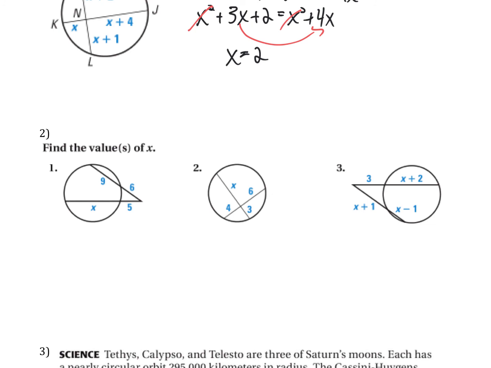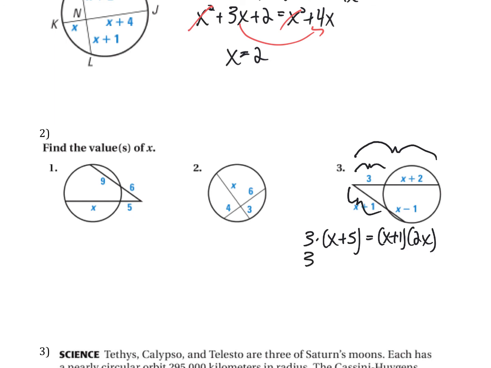So if you remember our rule, it's going to be the outside portion, which is 3, times the entire portion. So I have to add 3 plus x plus 2. That's going to be x plus 5. That's going to equal x plus 1, the outside portion, times the entire thing. I have to add x plus 1 and x minus 1 together. They add together to be 2x. All right, so now that we multiply, we get 3x plus 15 equals 2x squared plus 2x.